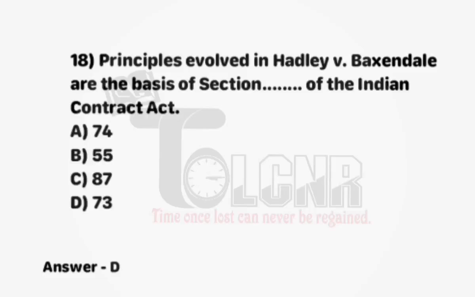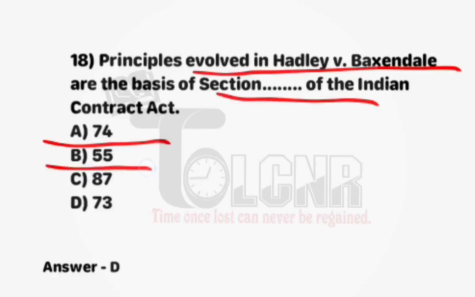Next question is, principles evolved in Hadley versus Baxendale are the basis of section dash dash of the Indian Contract Act. First option is 74, second option is 55, third option is 87 and fourth option is 73. Option D is correct, section 73. Principles evolved in Hadley versus Baxendale are the basis of section 73 of the Indian Contract Act 1872, right?